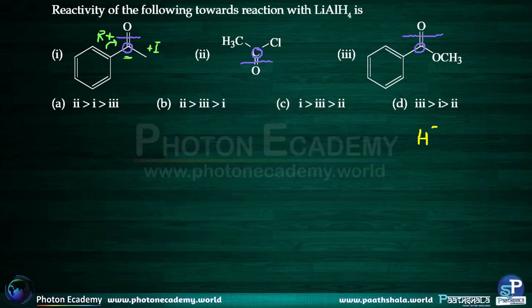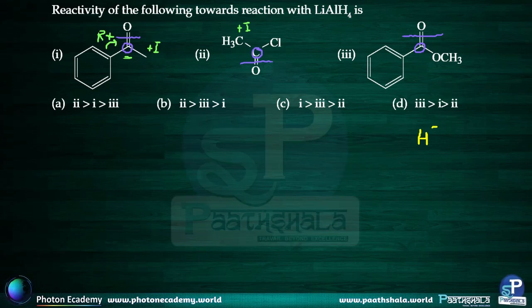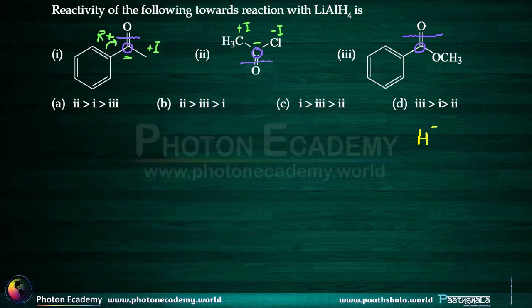In the second organic compound, we have a methyl group which is basically going to behave as a I positive group, and thus it is going to decrease the positive charge on this carbon atom. We have a chlorine atom which has a minus I effect, thus decreasing the electronic character, increasing the positive character on this carbon atom.